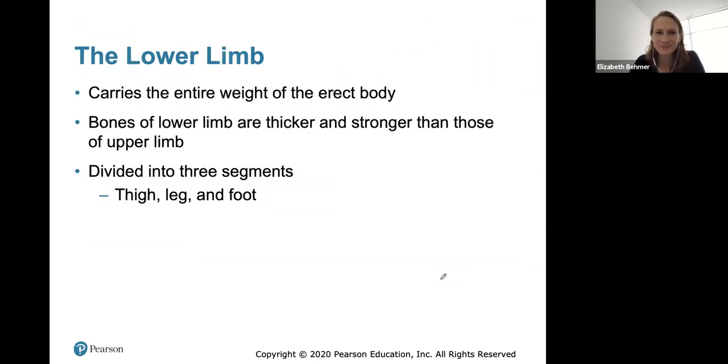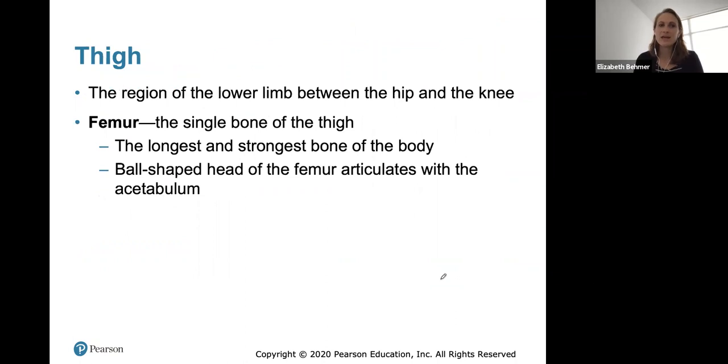All right. So the lower limb then carries the entire weight of the erect body standing up. The bones of the lower limb are much thicker and stronger than those of the upper limb because they have to hold all your body weight. And it's divided into 3 segments: the thigh, leg, and foot. The thigh, the region of the lower limb, is between the hip and the knee, and the femur is the single bone of the thigh. The femur is the longest and strongest bone of the body. That's a good test question as well. The ball-shaped head of the femur articulates with the acetabulum.